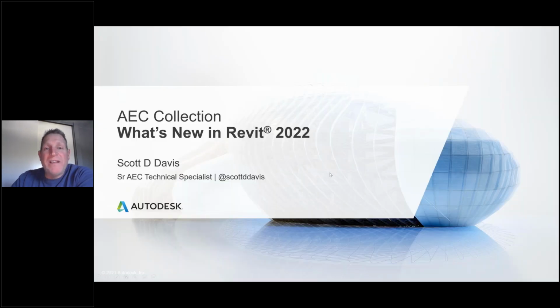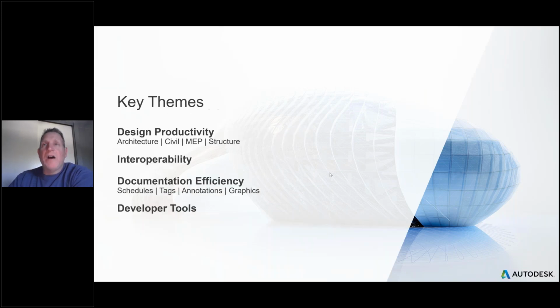Without further ado, let's jump into this. So a couple of slides to get us going. As always, these things are broken down into some key areas of the way that the What's New is organized. This year, it's broken up into a group of things that we think are good for design productivity, then interoperability, then documentation efficiency, and at the end, some developer tools all around the Revit API. There's some great new stuff there as well.